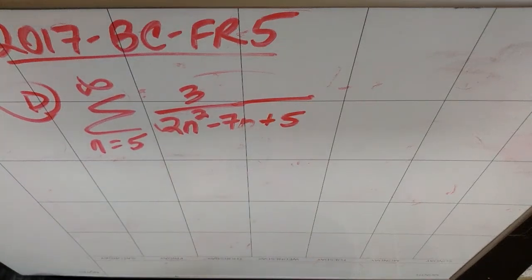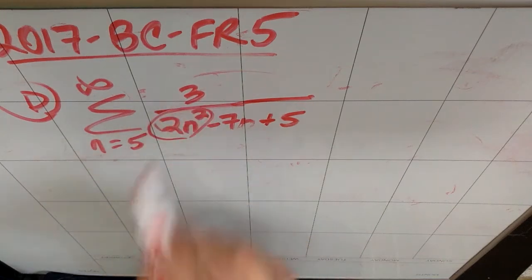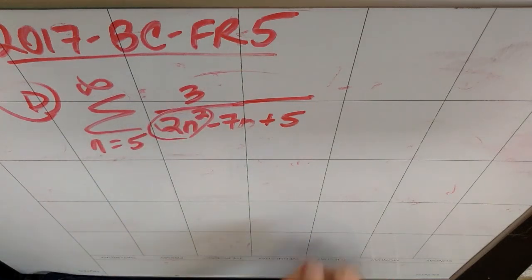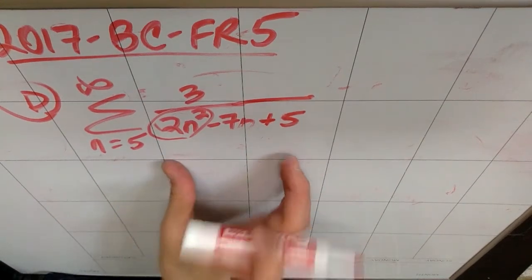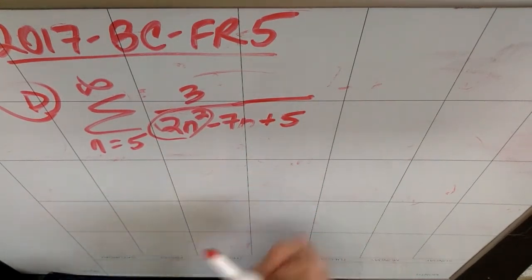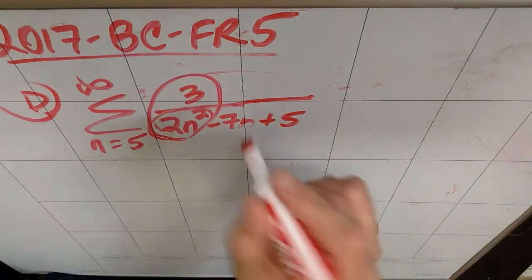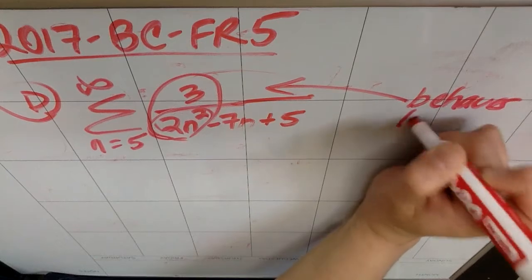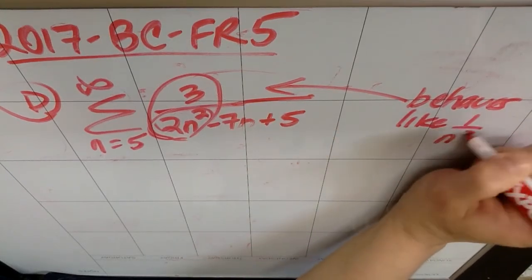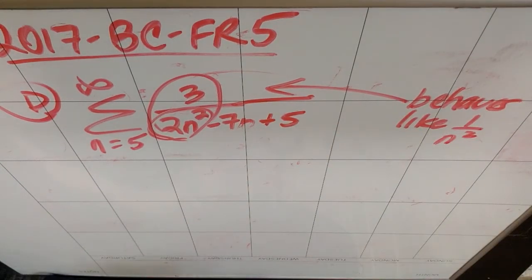So the other option is to use limit comparison, right? You can't use direct comparison, but you can use limit comparison. To use limit comparison, you don't need to show that this quantity is strictly smaller or bigger than anything. You just need to pick something that behaves kind of like this. So my argument is that this thing behaves like 1 over n squared, which is a really simple p series.